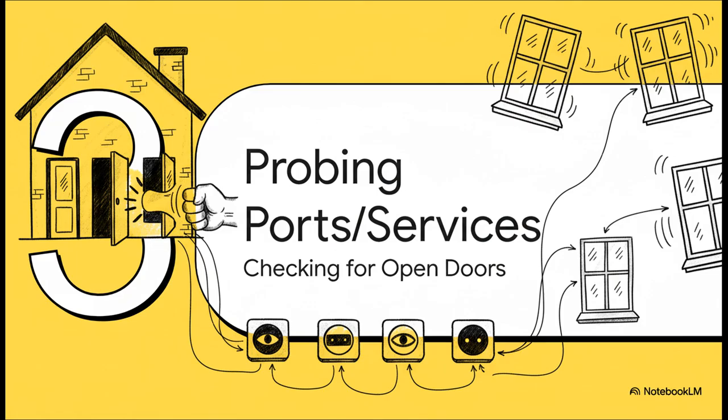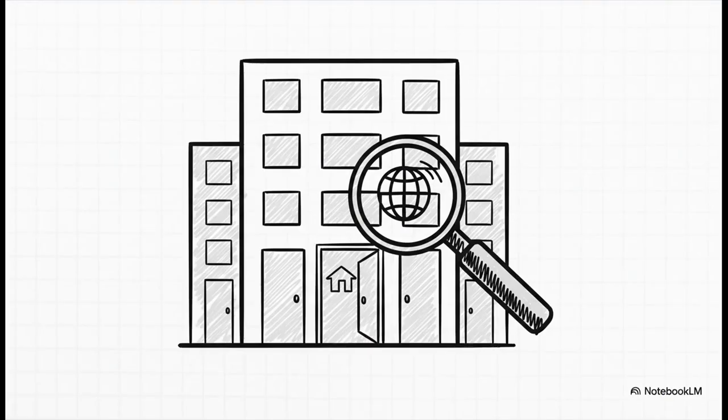Okay, so we've got our list of live targets. We know which machines are online. Now the fun begins. The next step is to go to each one and start rattling all the doorknobs and checking all the windows to see what's unlocked. This is port scanning. Just think of it like this. A computer's IP address is its street address. Well, the ports are all the numbered doors on that building. Port 80 is usually the front door for web traffic. Port 22 might be for remote access. You get the idea. Finding an open port is a great start, but the real prize is figuring out exactly what service is listening on the other side of that door.